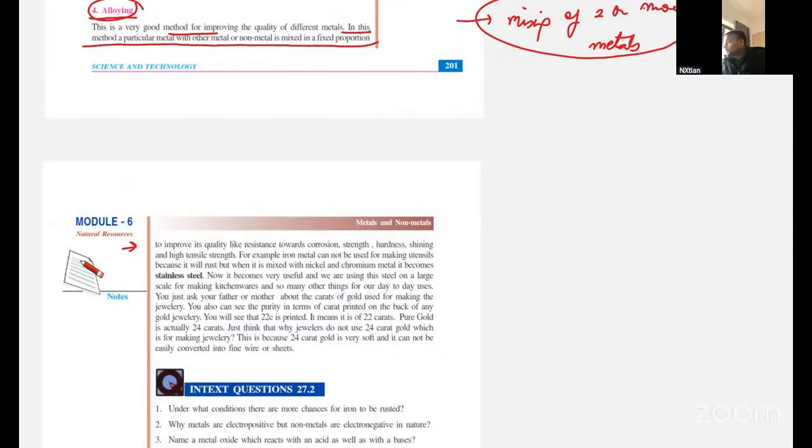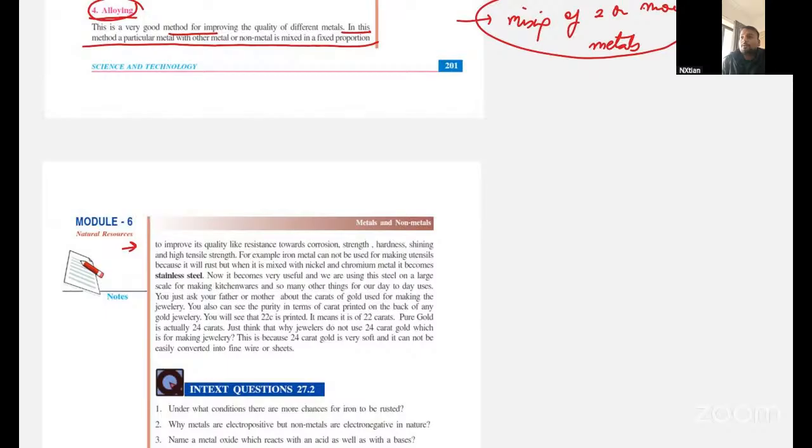Basically, we know that stainless steel is made up of iron, cobalt and nickel. That is useful because if only iron is there, then it won't be useful because of the rusting and all the properties. But if you add nickel and cobalt to it, you will get a good strength metal, or a vessel that we can use.